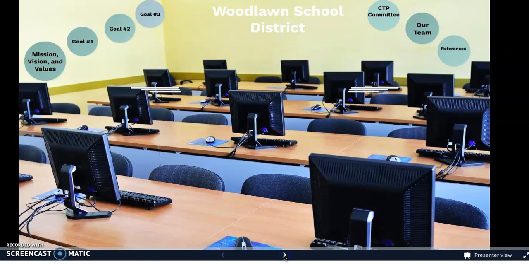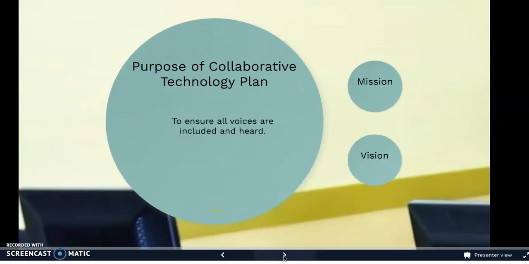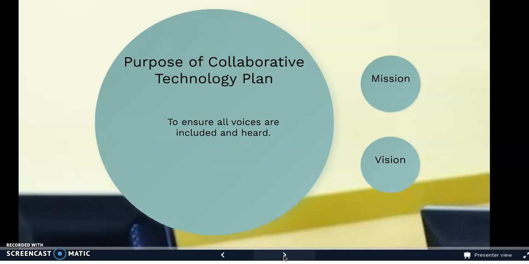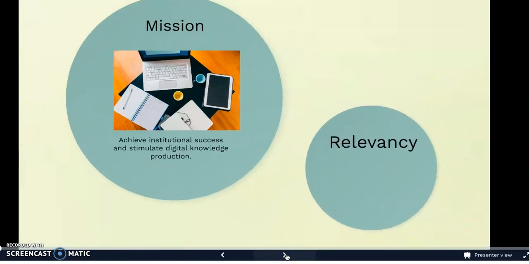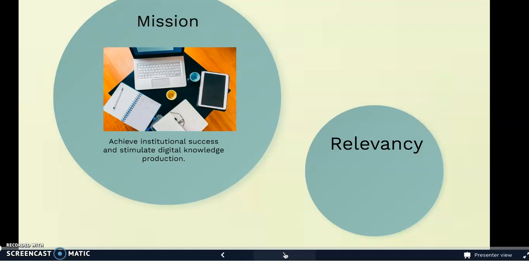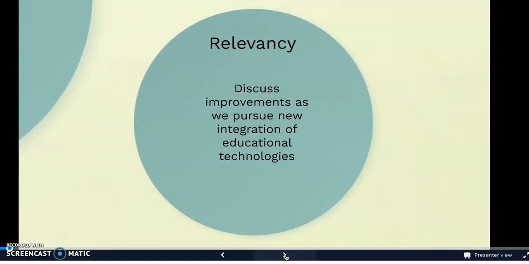I'd like to start by discussing our mission, vision, and values. The purpose of the Collaborative Technology Plan is to ensure that all the voices are included and heard from all the stakeholders within the school and outside of the school who have any kind of input into this program and initiative. Our mission is to achieve success and stimulate knowledge for every student here, and to have a relevant curriculum for our students so that they're better prepared for their futures.